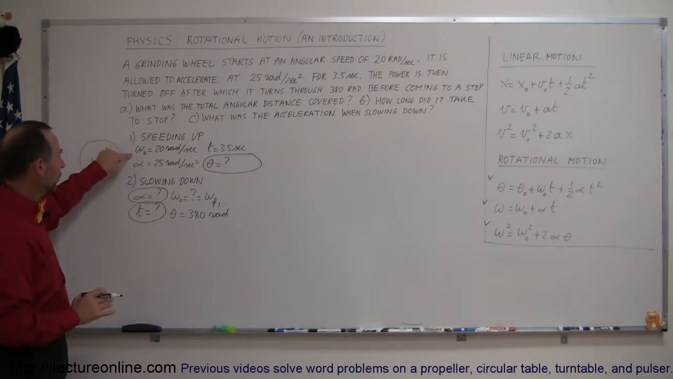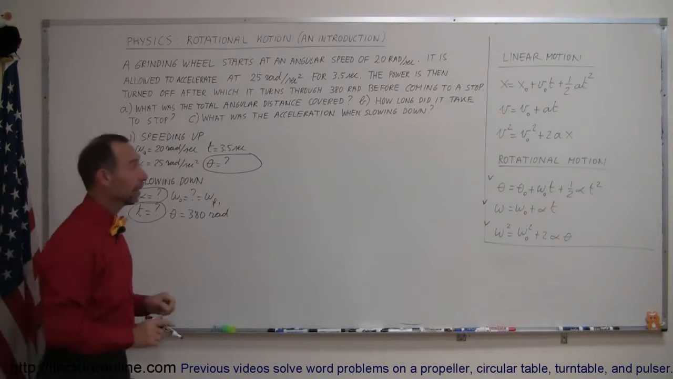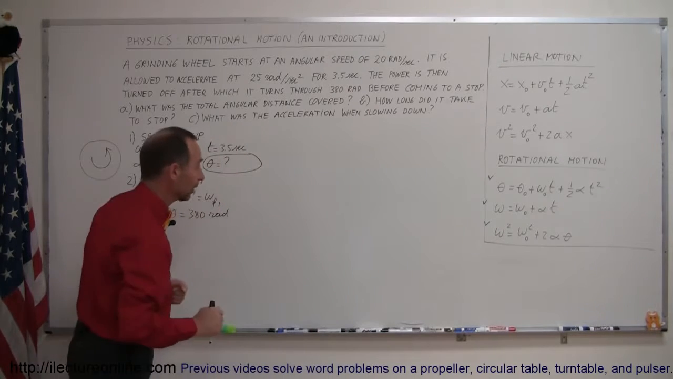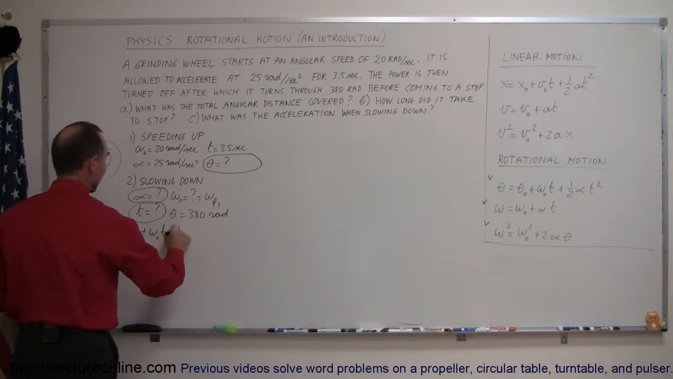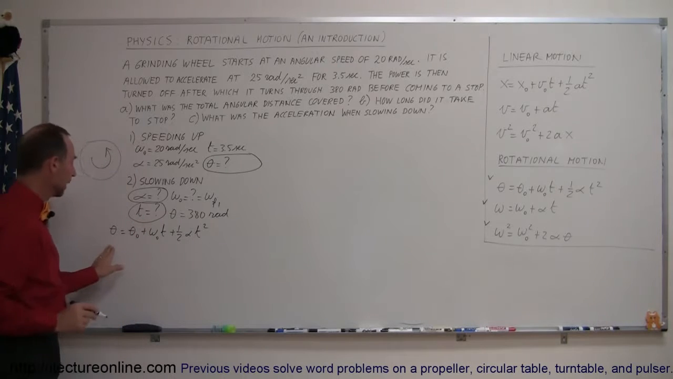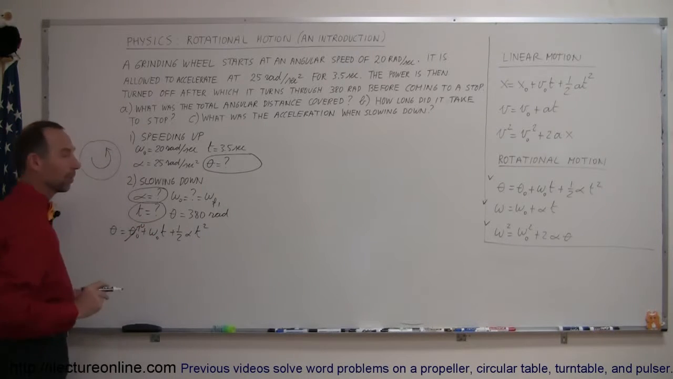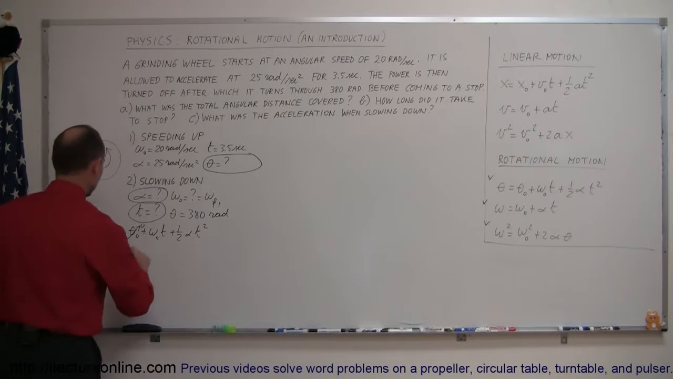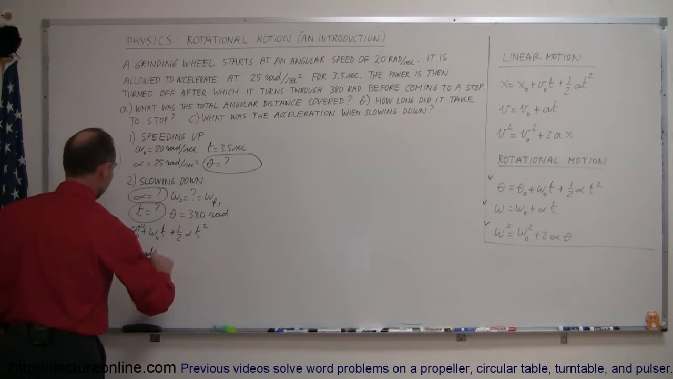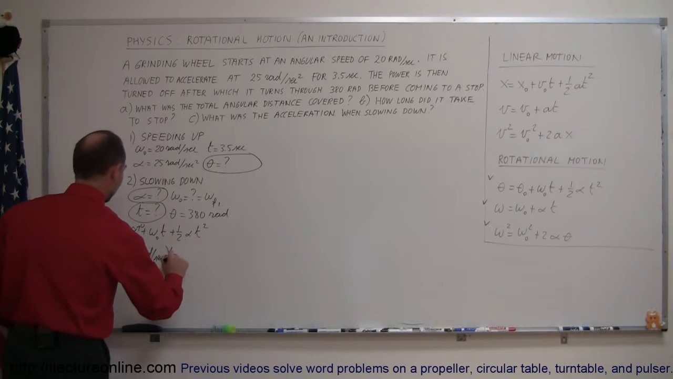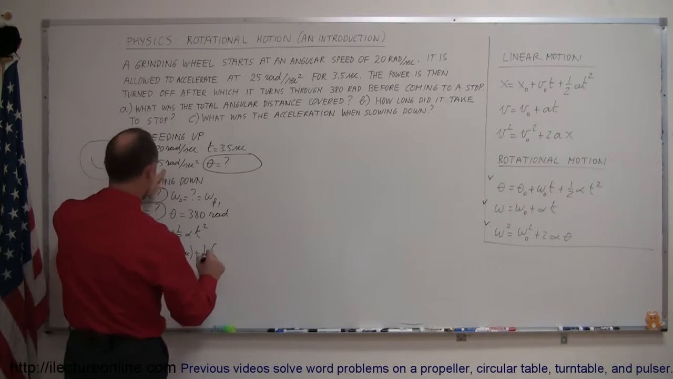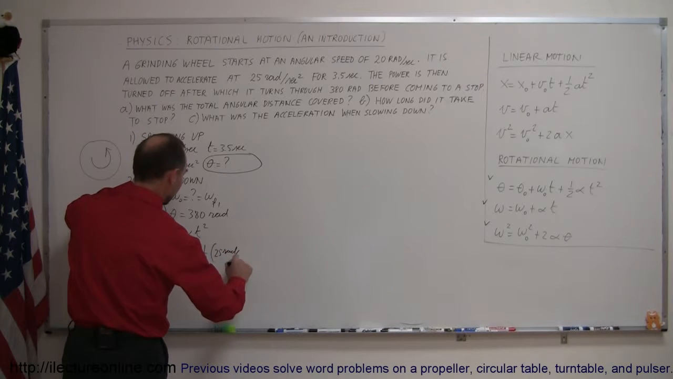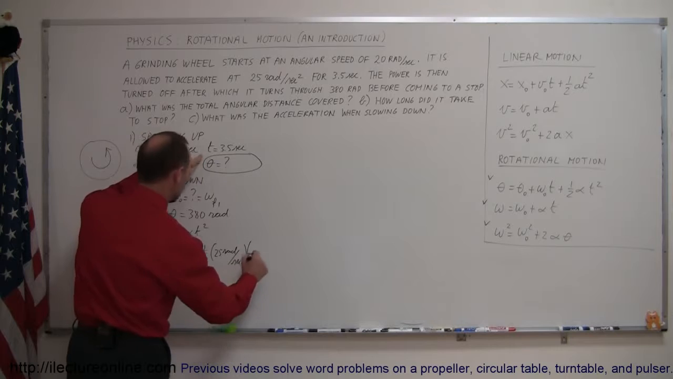So going back to part 1, we know omega initial, we know alpha, we know t, we need to know theta, and it looks like our first equation right here is the best one to use. So let's write that one down. Theta is equal to theta sub naught plus omega sub naught times time plus 1/2 alpha t squared. We can get rid of theta sub naught because we can assume that at t equals 0, no angular distance was covered. Omega initial is known, so this is equal to 20 radians per second times the time of 3.5 seconds plus 1/2 alpha, which is 25 radians per second squared, times the time squared, 3.5 seconds squared.